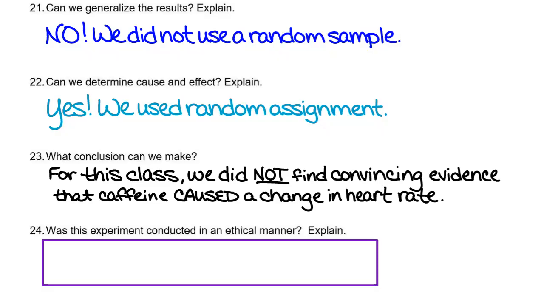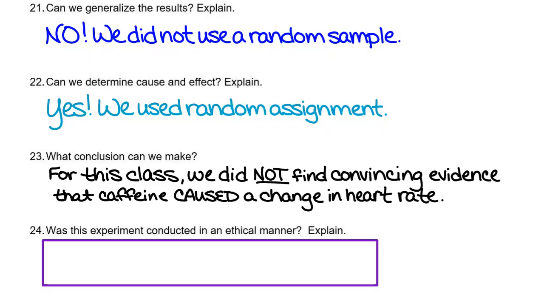Now it's time to find out who read their book. Was this experiment conducted in an ethical manner? I did ask you guys. I didn't force anybody to participate that didn't want to participate. But this was not done ethically.